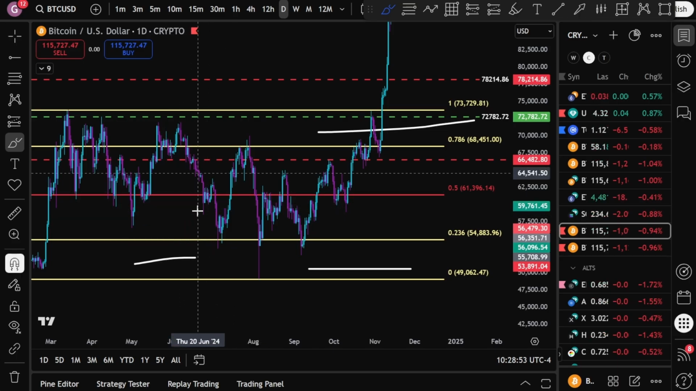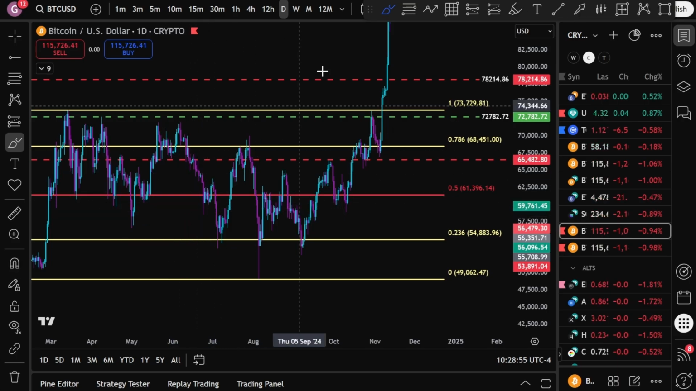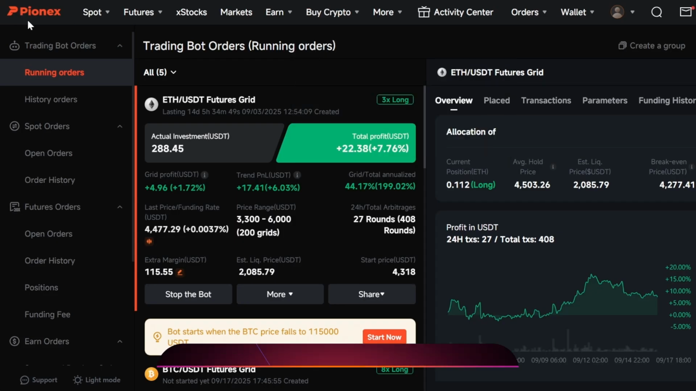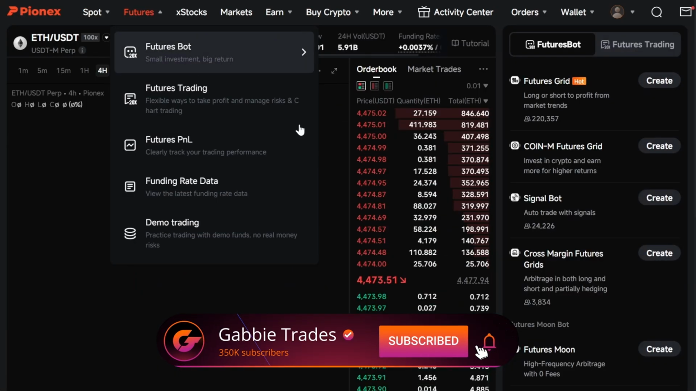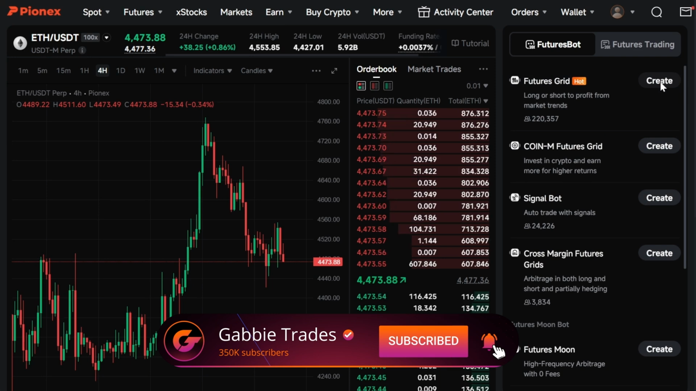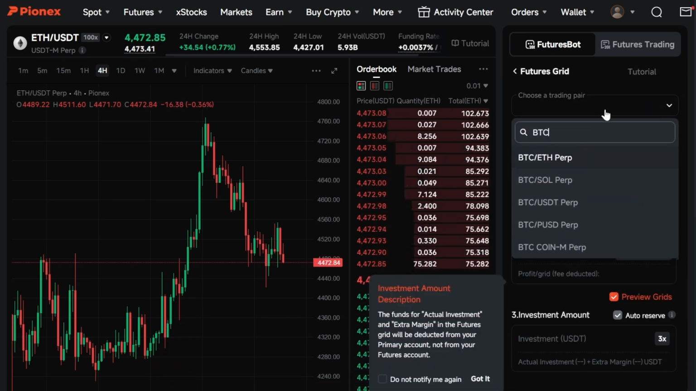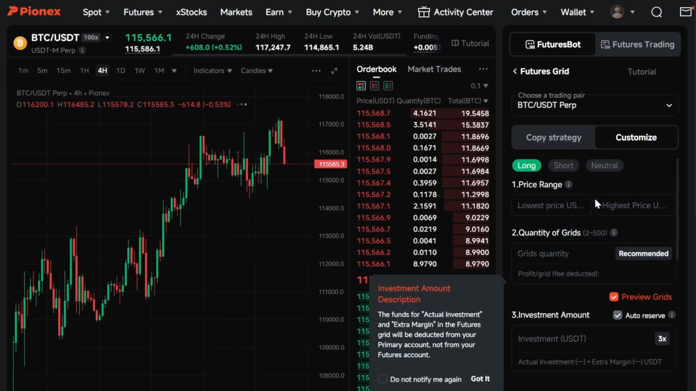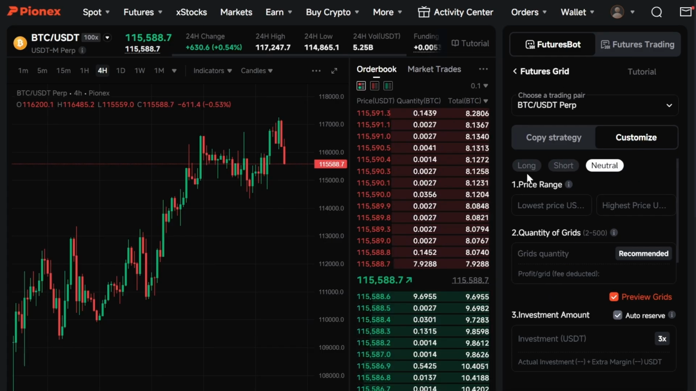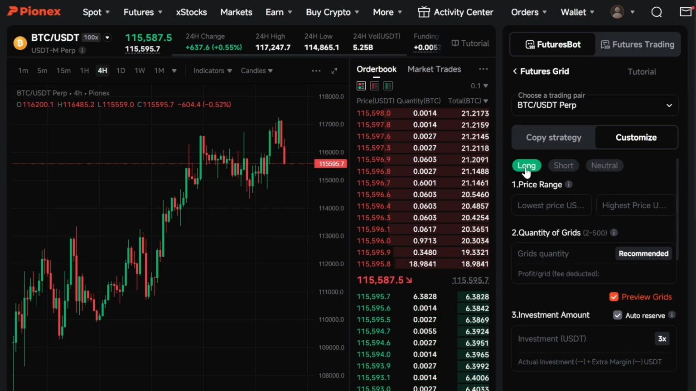So, how do we set up a basic grid? Well, that's very, very simple. First of all, we have to pick our pair, right? Let's say big caps: Bitcoin, Ethereum, Solana. And then we have to decide our direction, right? We have to decide whether we're long for bull markets as a default or whether we're short for bear markets. We also have a neutral option, but that's rarely necessary. So we're only going to look at the long and the short ones over here.